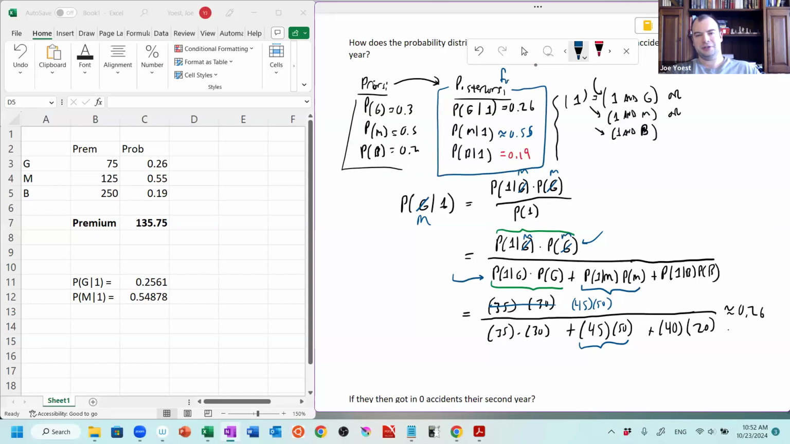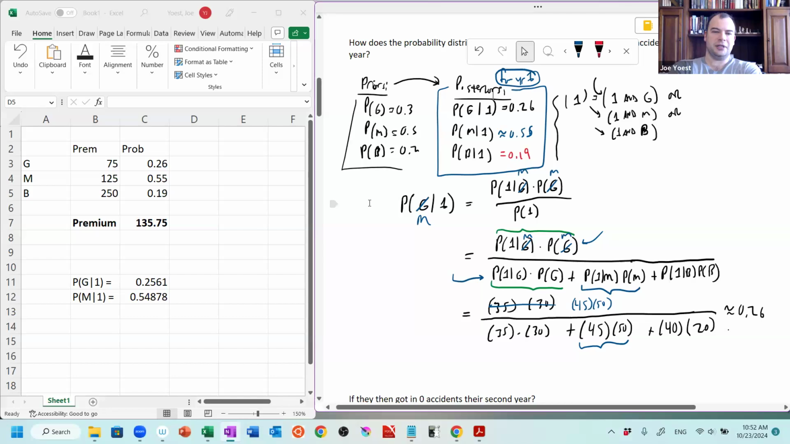So these are my posteriors for year 1. At the end of year 1, when I look back and I take into account that new year's worth of information that they got in 1 accident that year, and I take that into account along with my previous information, the knowledge that the population overall has this breakdown of good, moderate, and bad drivers, I bring all of that together, and this is my updated probability distribution. Little less likely they're a good driver, little more likely they're a moderate driver. Their chance of being a bad driver is about the same as it was before.